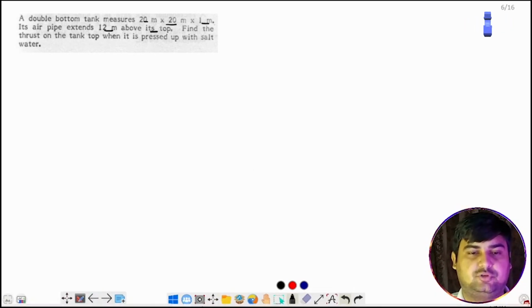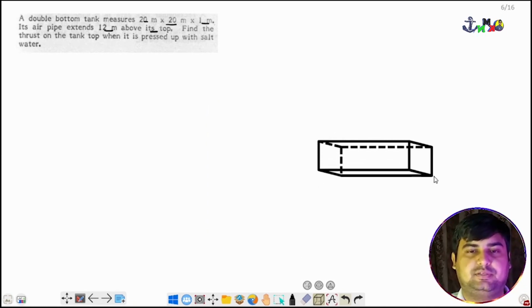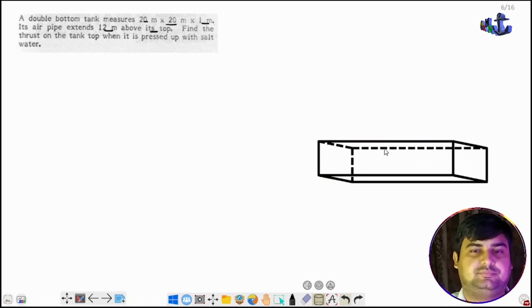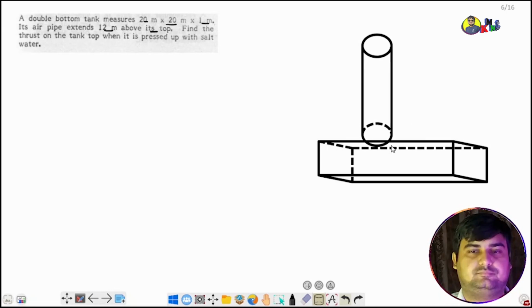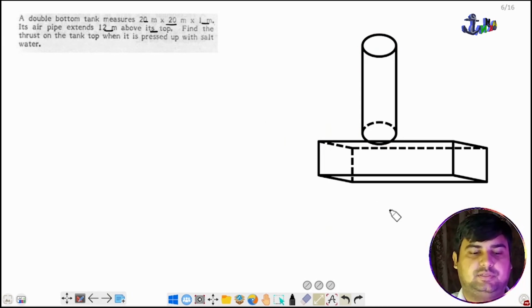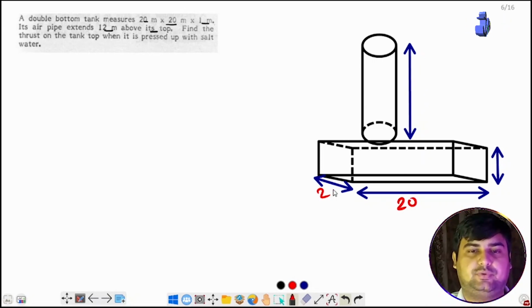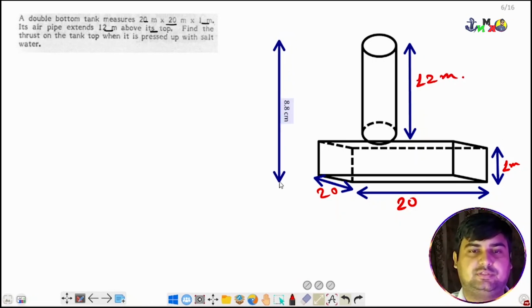So we'll first draw the double bottom tank. It will be something like this. This is a double bottom tank, air pipe. Then we will label everything. This is length, this is width, and this is height, and height of air pipe. So we'll write everything. This is 20 into 20 into, this is 1 meter, and this is 12 meters. So total height is how much? This total height from here to here is 13 meters.